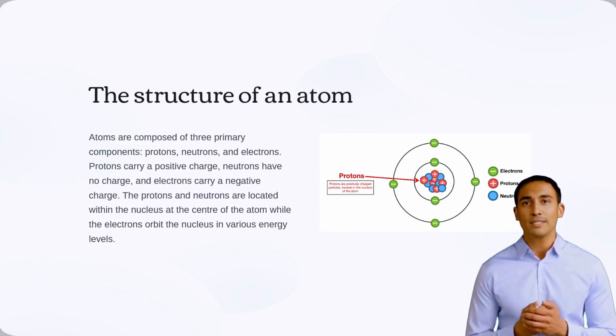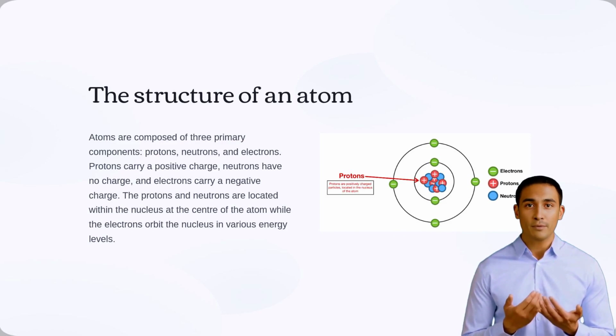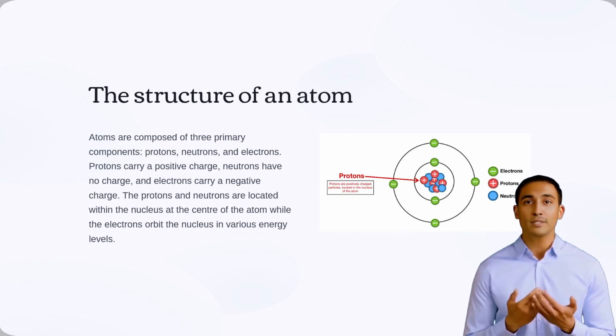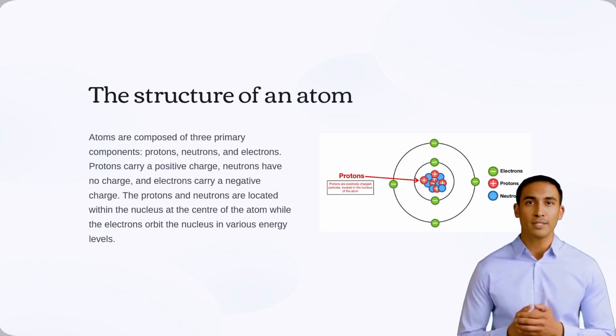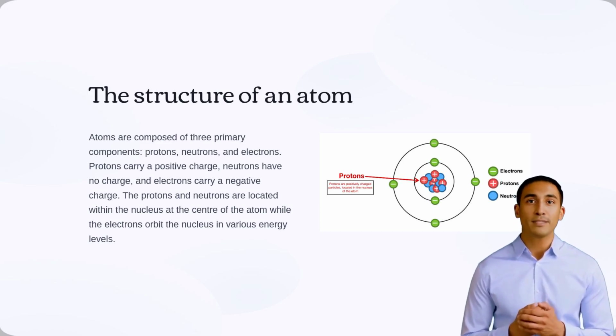Atoms are the most basic unit of matter, having three components that form its structure: protons carrying a positive charge, neutrons with no charge, and electrons with a negative charge. The protons and neutrons are situated in the nucleus at the center of the atom, while the electrons orbit around the nucleus in different energy levels. This structure gives us insight into the essential makeup of atoms and helps us understand the physical world.